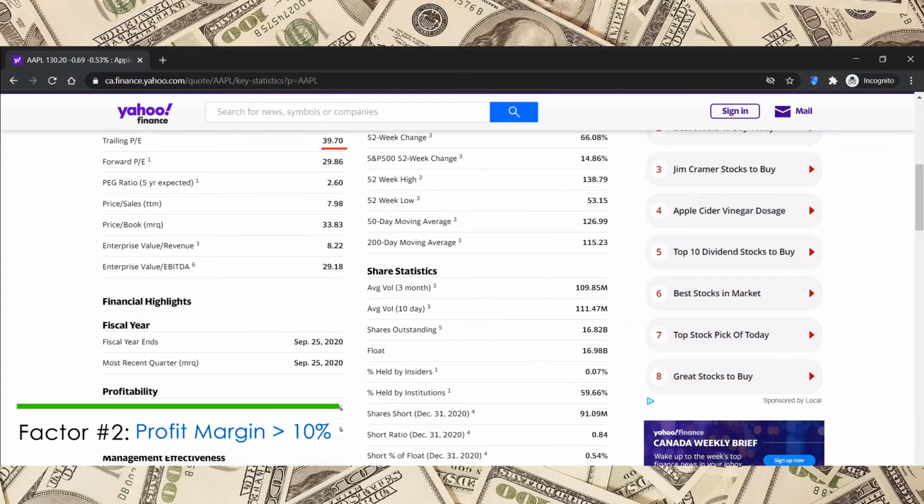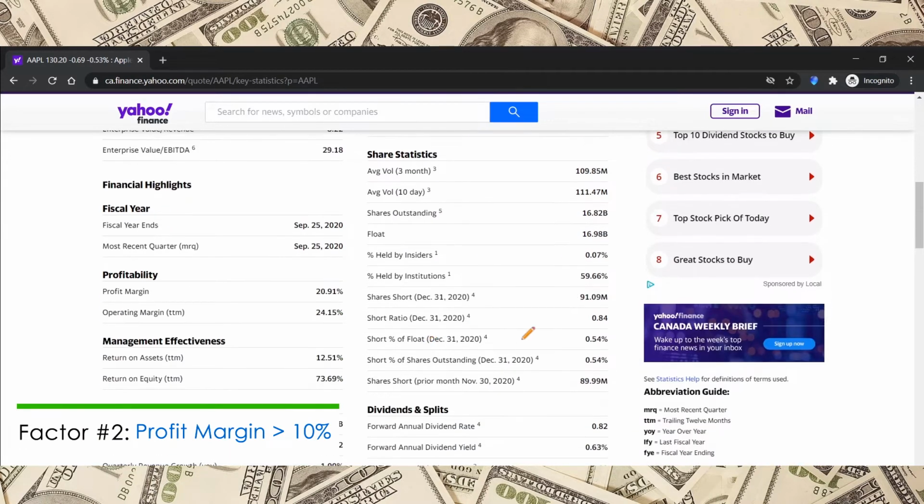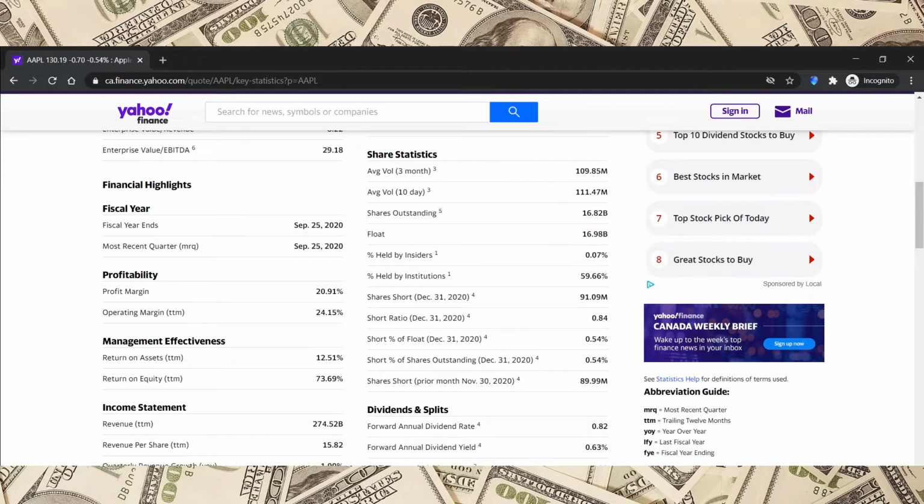Let's go to factor number 2, which is profit margin. Profit margin, you want this greater than 10%, so that's good. Apple's profit margin is 20.9. That's good. Check mark here. Perfect. Let's go to factor number 3, revenue growth.